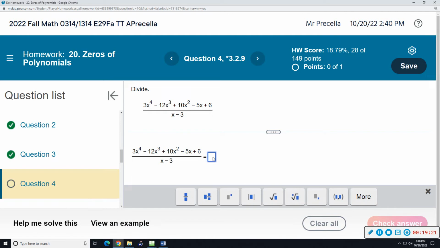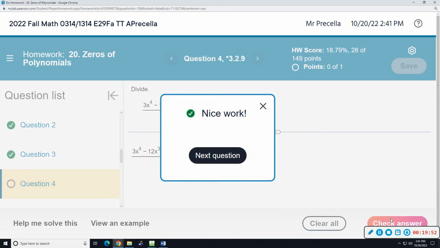So, 3x, here's my little exponent key, to the 3rd, right arrow, minus 3x exponent squared, right arrow. I'm just going to say plus x rather than plus 1x. If you wrote plus 1x, you'd take it. Minus 2. Check our answer.